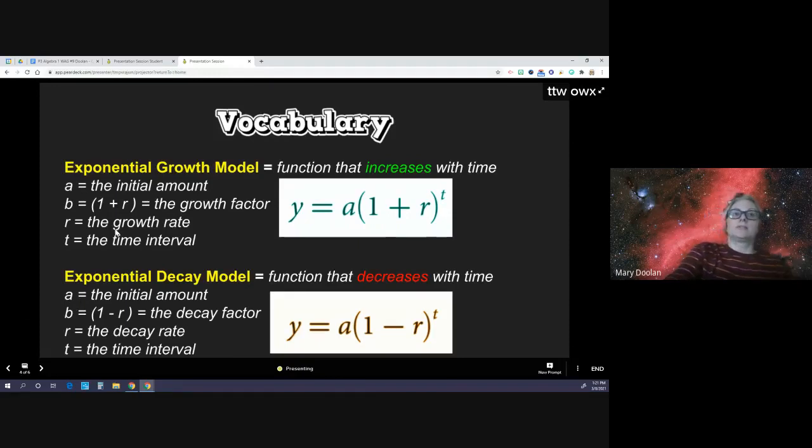B is different. B is the same as 1 plus r or 1 minus r, where this is either your growth factor or your decay factor. R is the growth rate. So the actual r inside the parentheses is the rate of growth or the decay rate. And then t for both of these is the time interval. So we're going to use this to solve some real life problems.